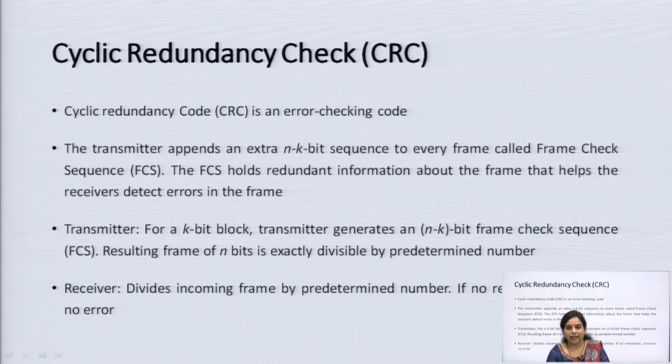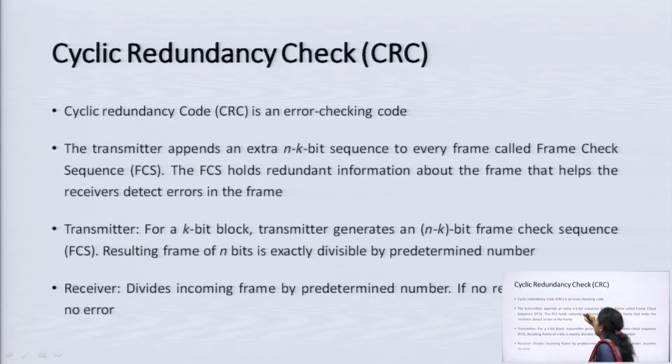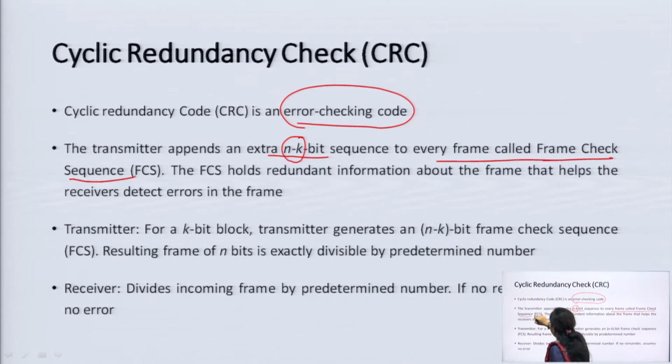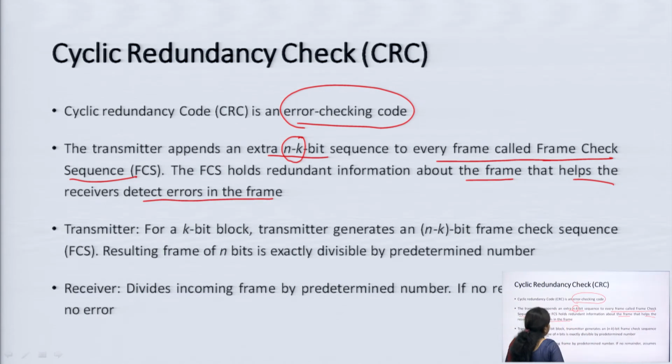Next, we will see what is cyclic redundancy check, known in short form as CRC. CRC is an error checking code. First thing, it is not going to correct the error; it is an error checking code. The transmitter will append an extra n minus k bit sequence to every frame, called the frame check sequence, FCS in short form. This FCS holds the redundant information about the frame that helps the receiver to detect the error in the frame.